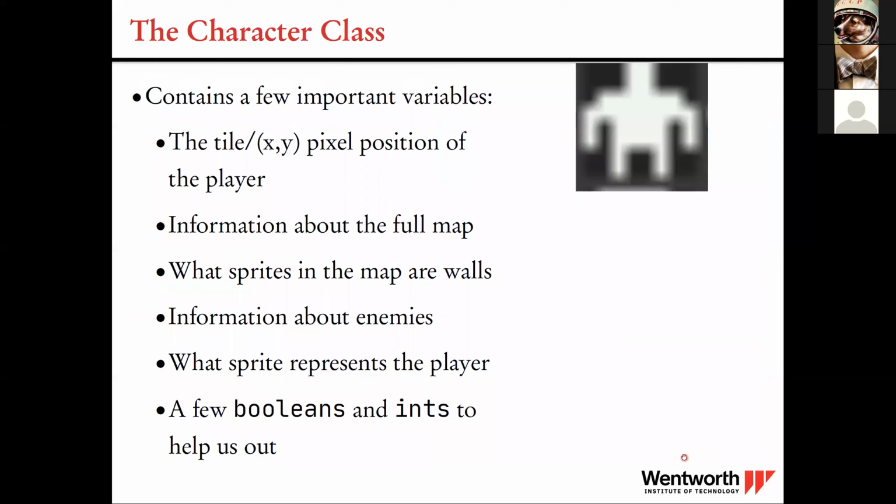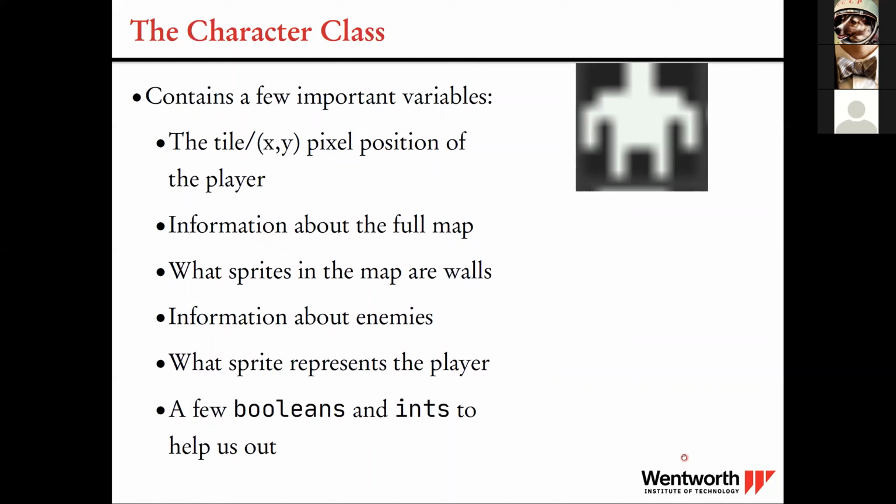Okay, so we're going to start with the character class. We're going to have a few important variables here. We're going to have the tile and the pixel position of the player. We keep both of these around, the row and column and the pixel position of the player, because some of the Pixelbox.js library calls need a pixel position to draw the sprite, and some of them need a tile position if you want the number and see what is there.